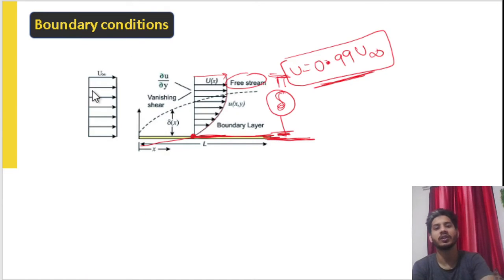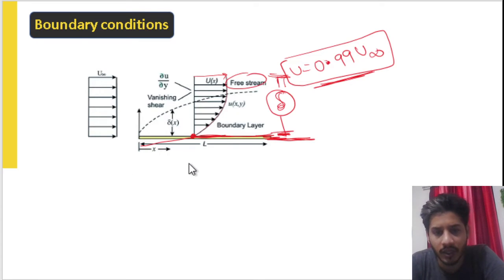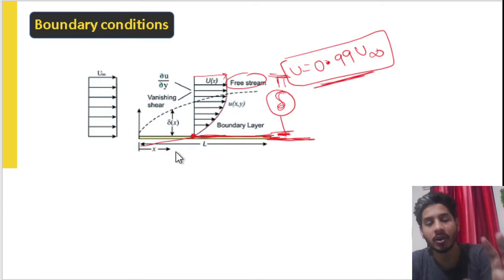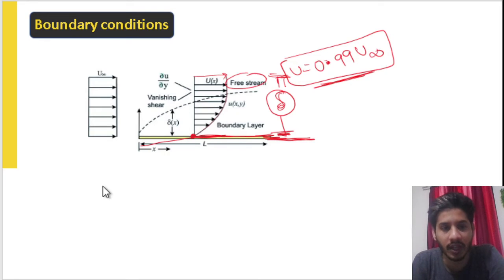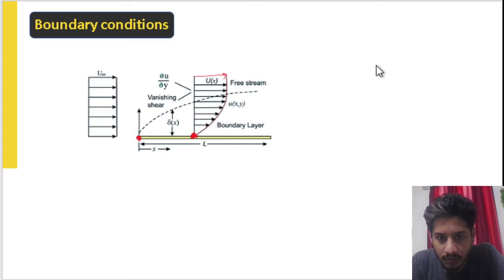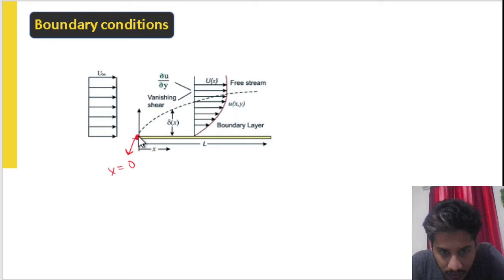Now, the boundary conditions. What are the boundary conditions? This is very important from the numerical point of view in GATE. Please try to understand it. There are four boundary conditions. At this point, x is equal to 0, since the fluid is sticking to this surface, so u is equal to 0.